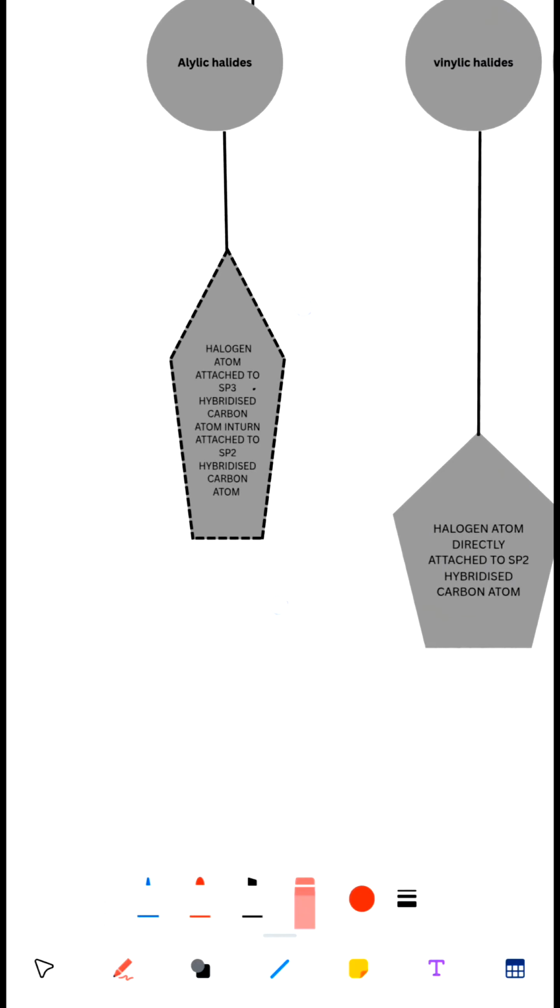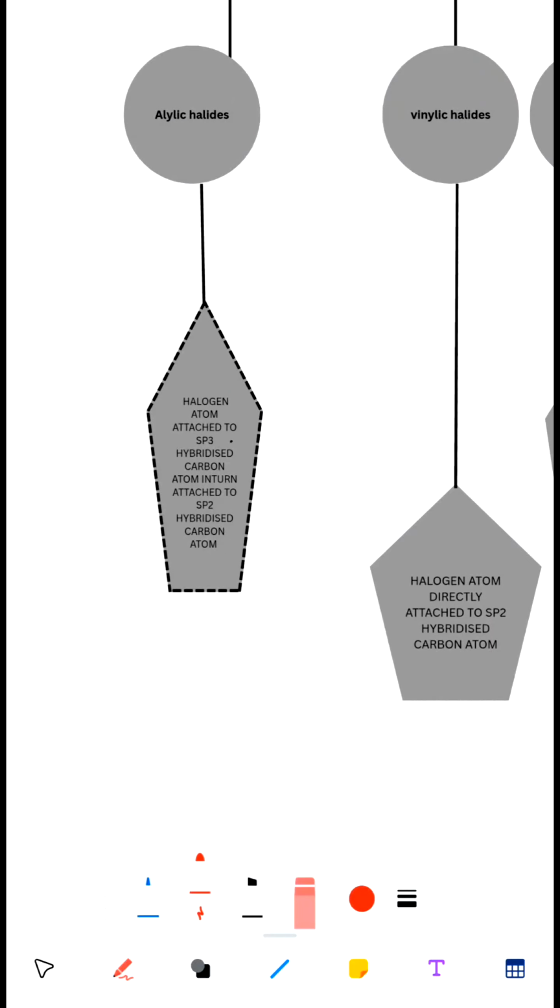Allylic halides means the halogen atom will be attached to an sp3 hybridized carbon atom that will in turn attach to an sp2 hybridized carbon atom. That is only called allylic halides. Now let me give you the example. But before that, let us understand what is meant by sp3 and sp2 hybridized carbon atom.